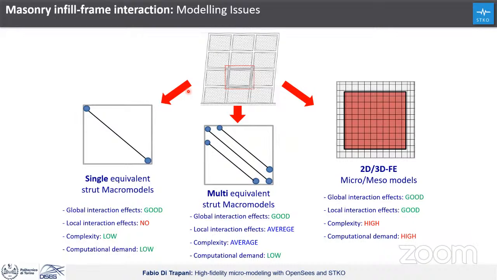Another approach is the multi-strut model. There is a certain complexity in the definition of the contact lengths and the position of the struts, so this model is very sensitive. There are some proposals in the literature, but validation has been carried out only at the global level. We have no validation at the local level.